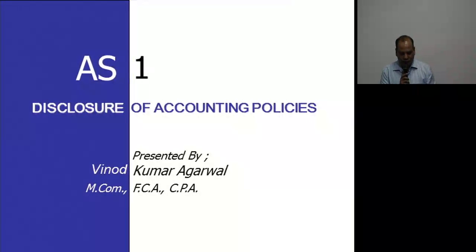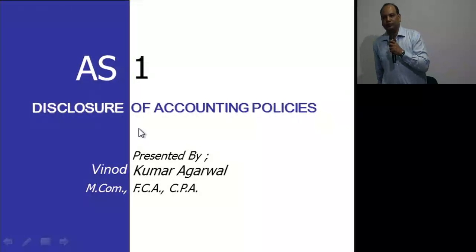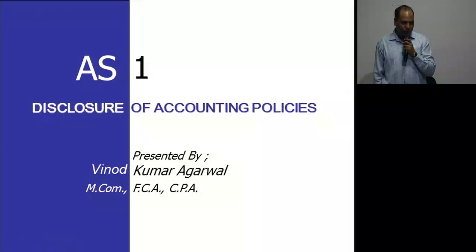Let us come to AS1. What is Accounting Standard 1? Disclosure of accounting policies. This is a very basic accounting standard which deals with one very specific issue, and that is called disclosure of accounting policies.